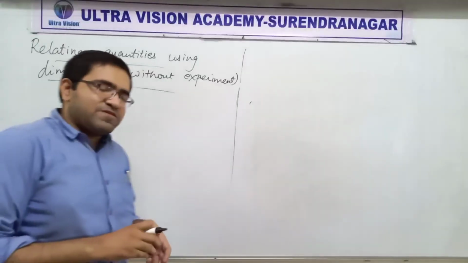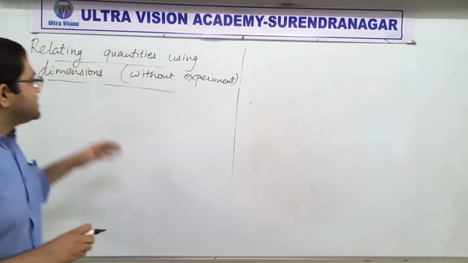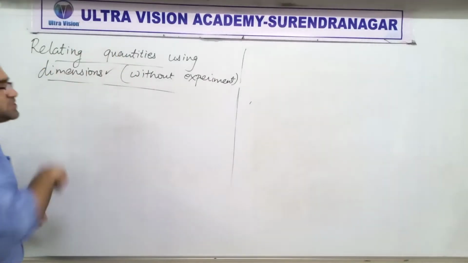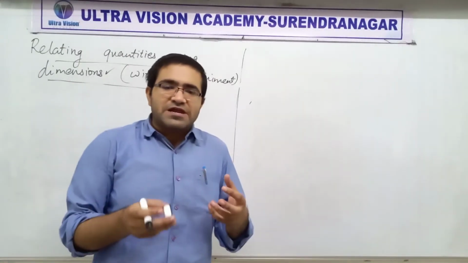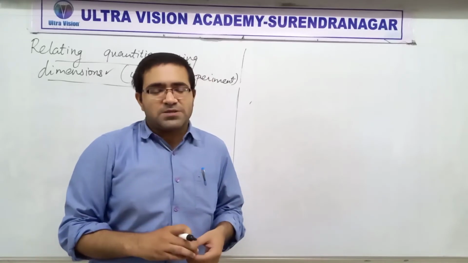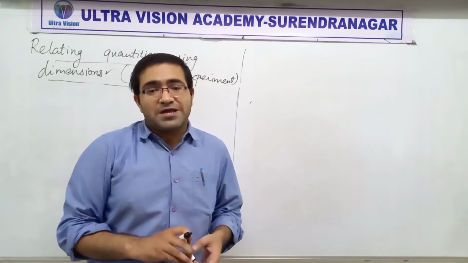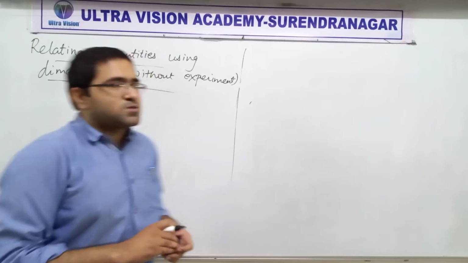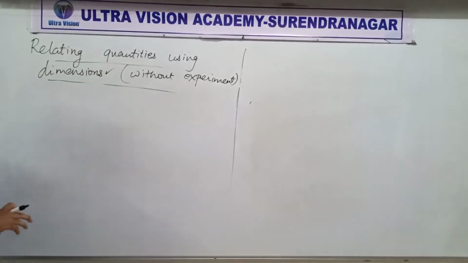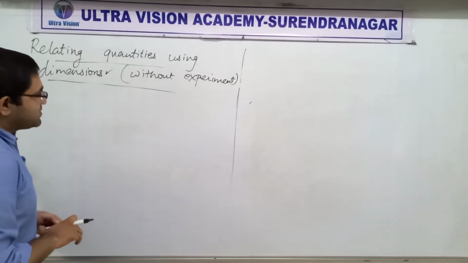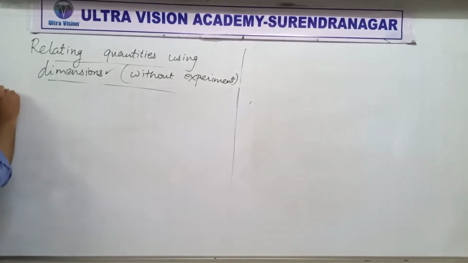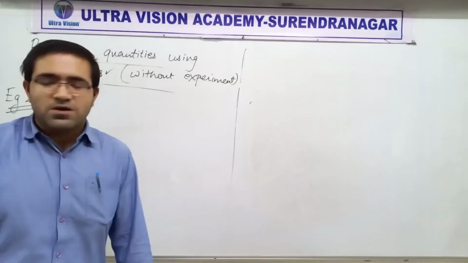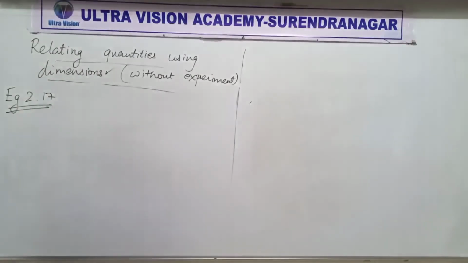I repeat what I have said. In some situations, just by doing some calculations about dimensions, we can get a relation between different quantities, and we don't even have to do an experiment for that. So it definitely saves a lot of effort. Let's start. The question we are going to solve is example 17 from the book.